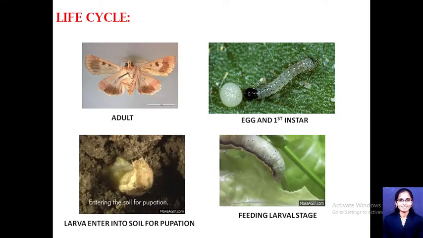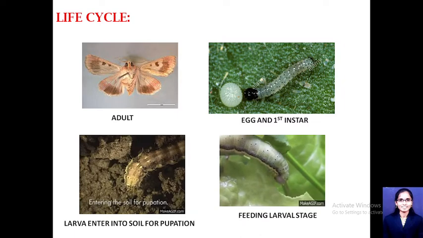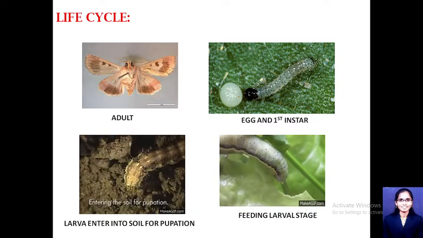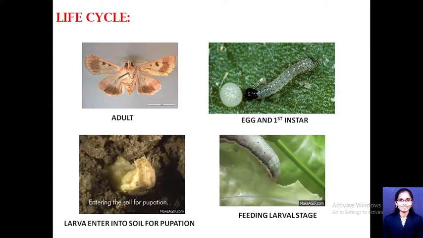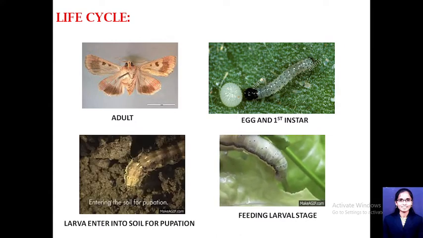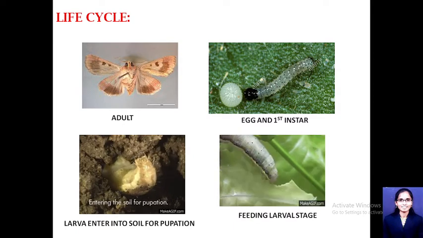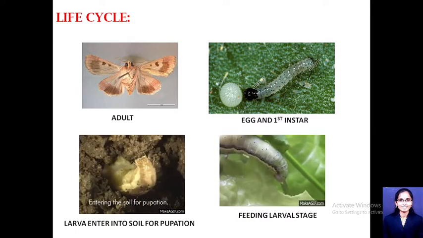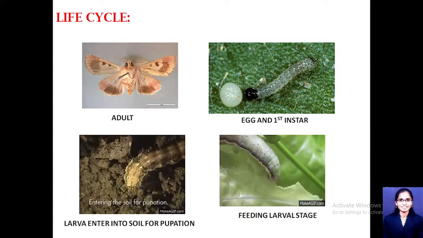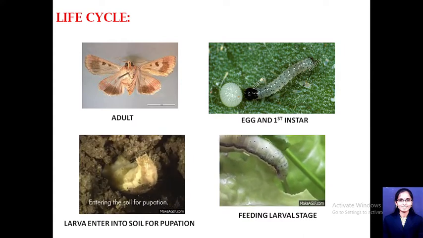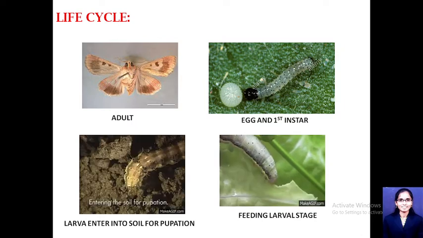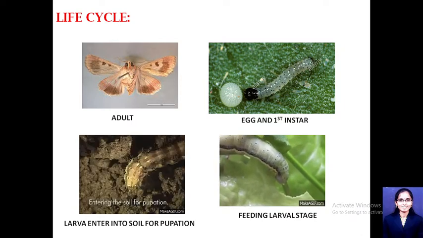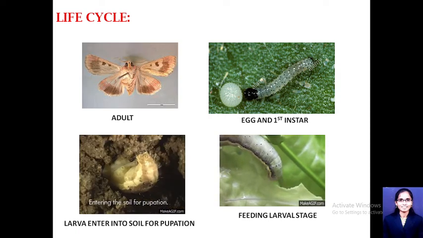Then we will study the life cycle of this insect. In its life cycle, there are four stages through which this insect has to pass. One is the adult. Second, when the female insect lays the eggs, the eggs hatch out and are converted into the larval stage. Then that larva will feed on the leaves of the plant, the pods and the fruits, or the cotton balls.